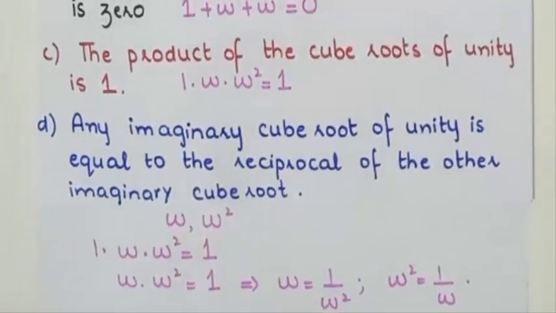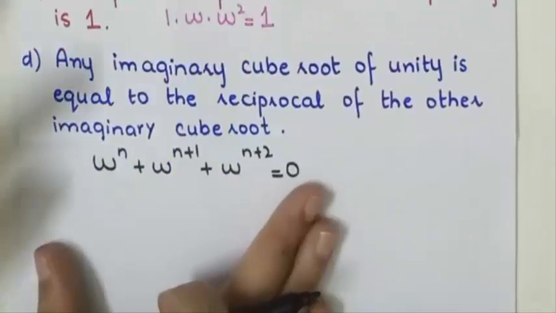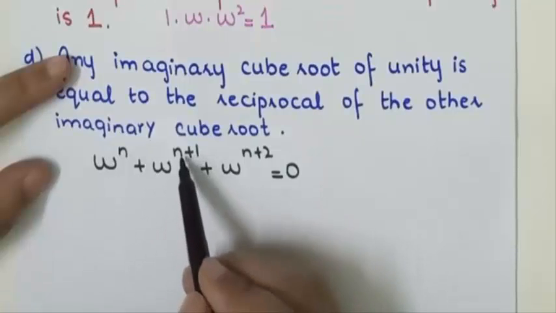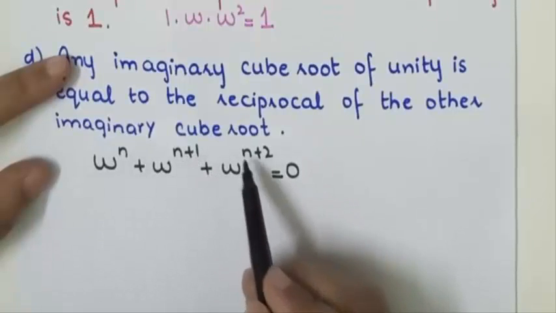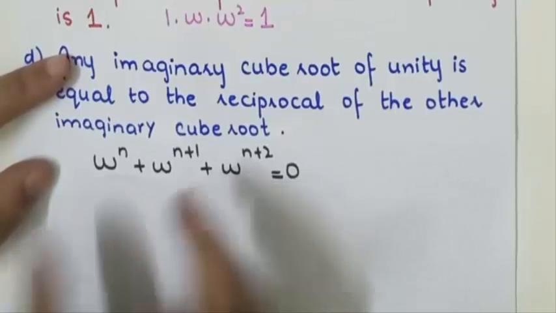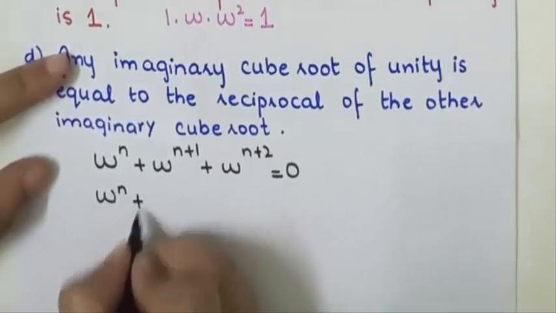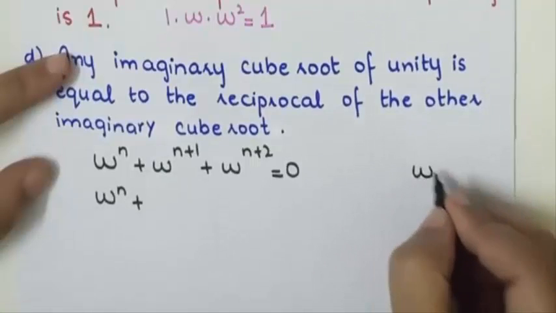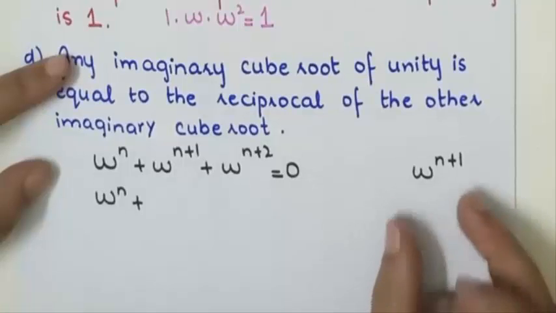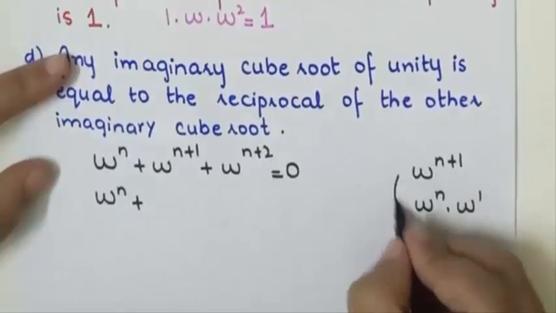So now we will see a few of the examples and we will see how we can solve these questions. A very important result says omega raised to power n plus omega raised to power n plus 1 plus omega raised to power n plus 2 is equal to 0. So we will see how we can prove this result. Omega n plus omega n plus 1. We know that when bases are the same, we can add their powers. So it means we can write it like this as well.